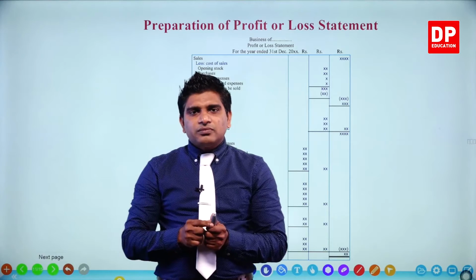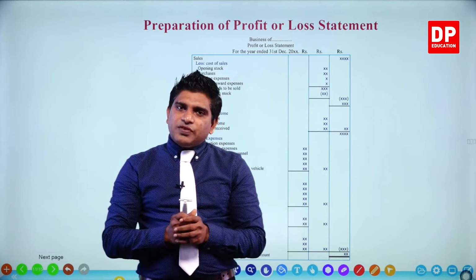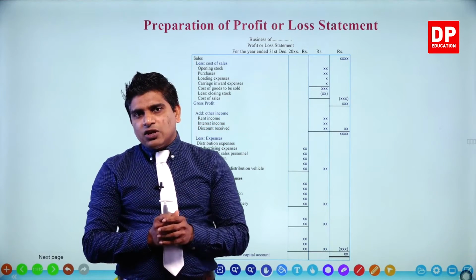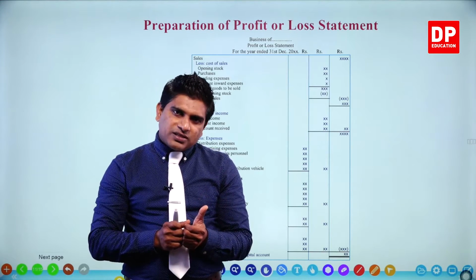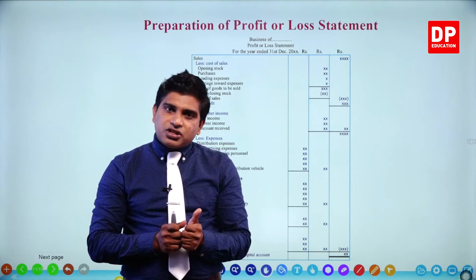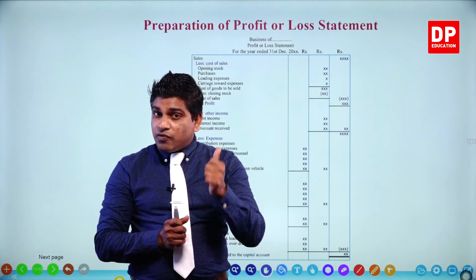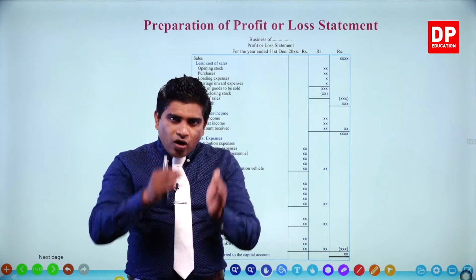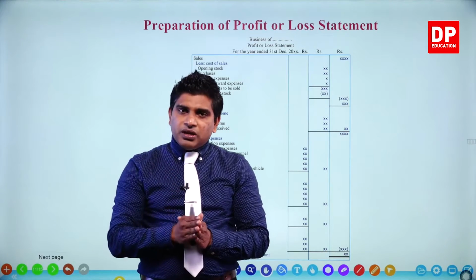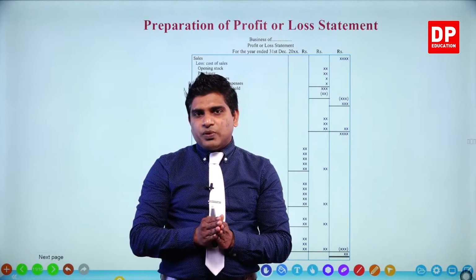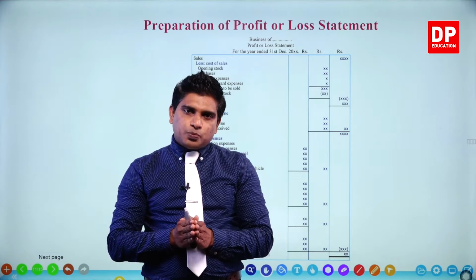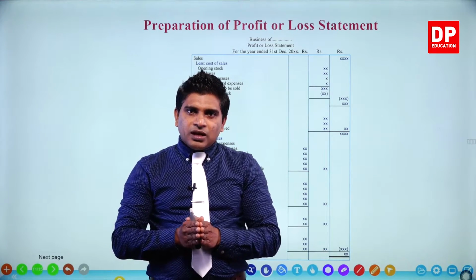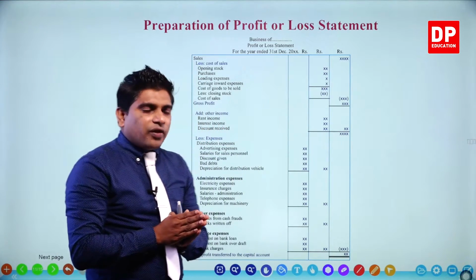But here, all the expenses we can classify into 4 main categories. One is distributing expense. The other one is administration expense. The other one is financial. The other one is other expense. Right? When we draw the profit and loss statement, you must remember we have to classify all these expenses under the 4 main expense categories. Now, this is the summary of the profit and loss statement.